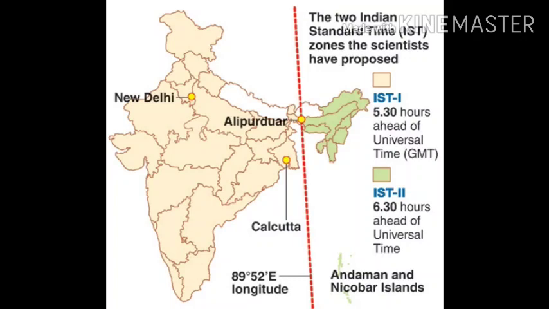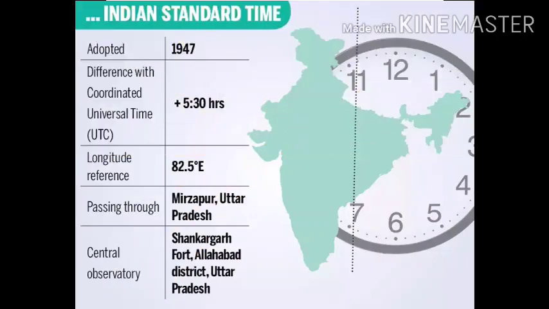So, it is important to adopt the local time of one central meridian of a country as the standard time for the country in order to maintain uniformity of time within the country. So, in our India, 82 degree 30 east longitude determines the standard time, and this is known as the Indian Standard Time. It passes through the city of Allahabad.